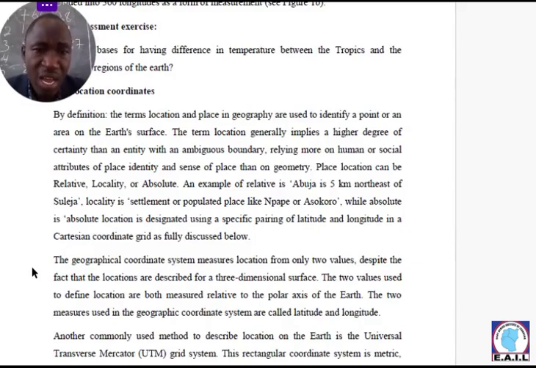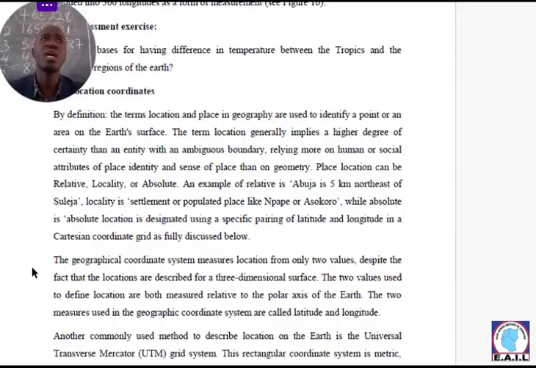For it, we are going to be looking at how we use the coordinates in terms of describing the location. And when you talk about locality, it is concerned with settlements or populated places. Then the other one is the relative. When we are locating, we use distances, or we locate using kilometers, where we see how we can locate an area using measurements.